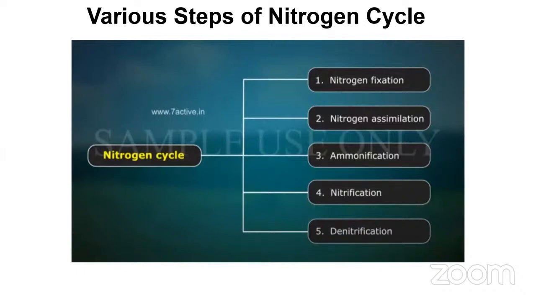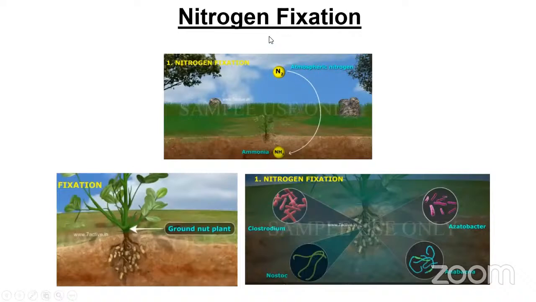So the nitrogen cycle consists of various steps. These steps are namely nitrogen fixation, nitrogen assimilation, ammonification, nitrification, and denitrification. We will see each of these steps one by one. Atmospheric nitrogen is around 78%, but plants cannot use this nitrogen directly in the form of nitrogen. This nitrogen needs to be converted into ammonia before plants can use it.